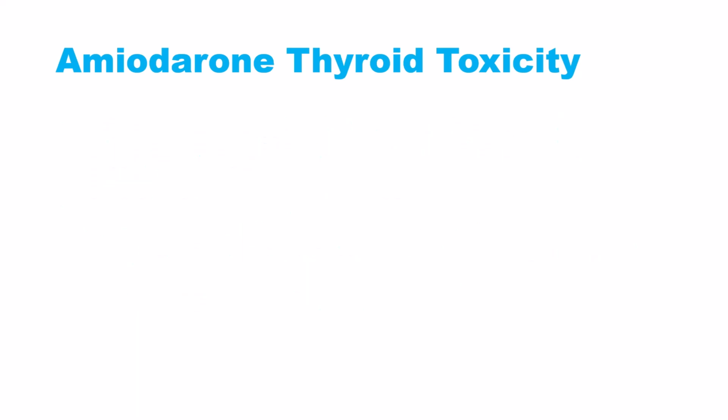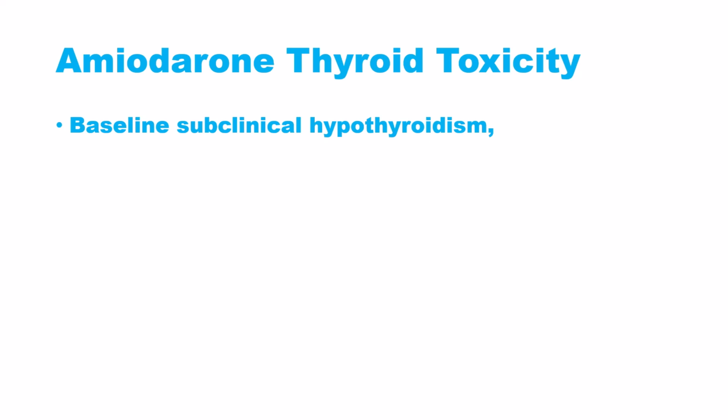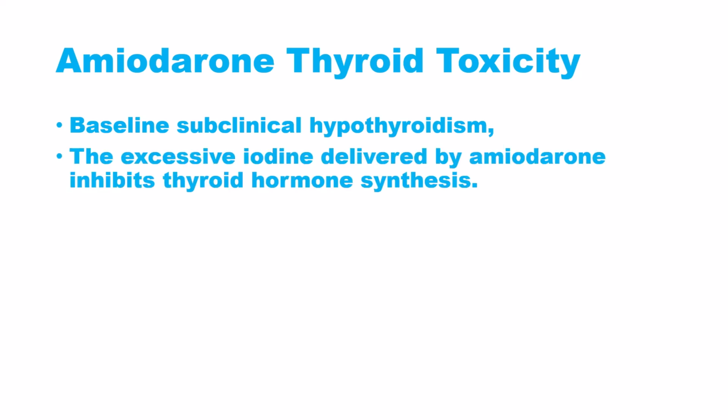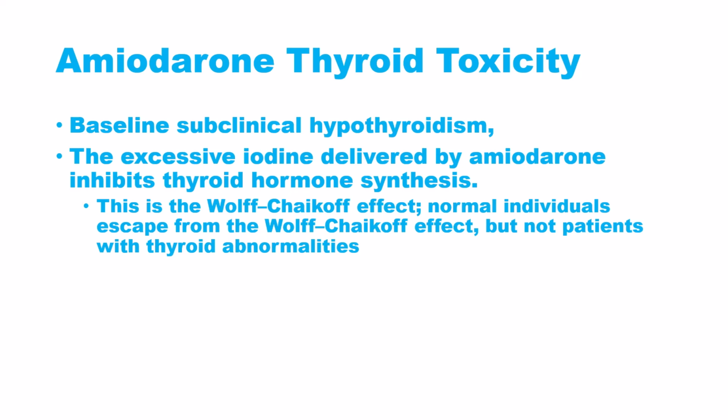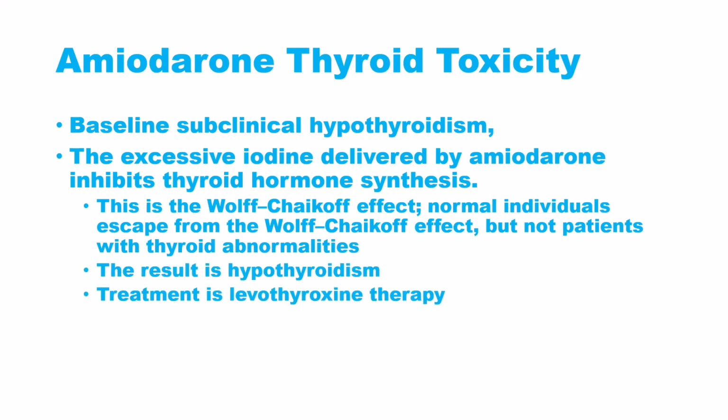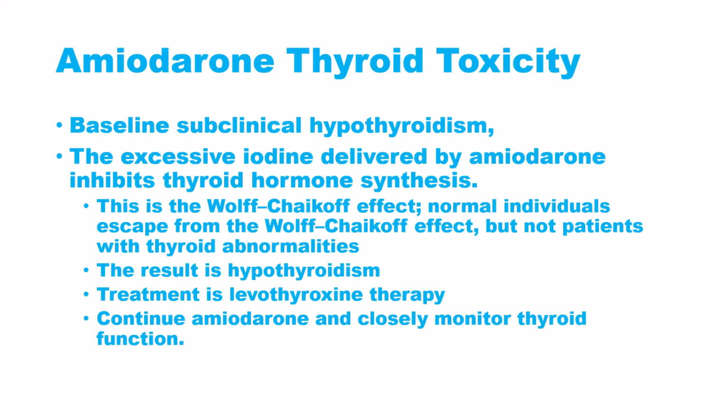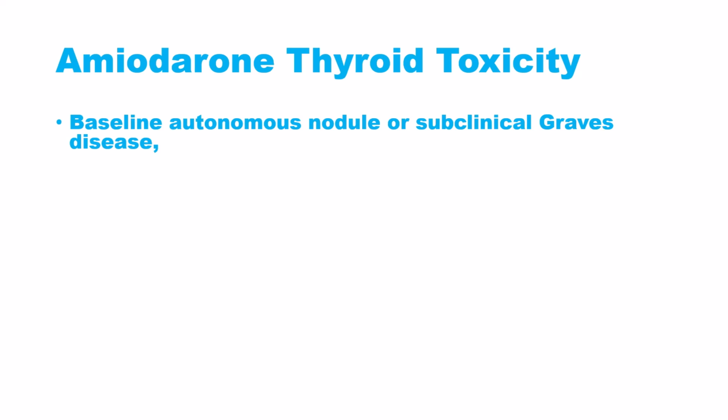The second group is baseline subclinical hypothyroidism. In these patients, excessive iodine delivered by amiodarone results in inhibition of thyroid hormone synthesis. These patients develop hypothyroidism, which needs treatment with levothyroxine, but amiodarone can still be continued with closely monitoring thyroid function test.